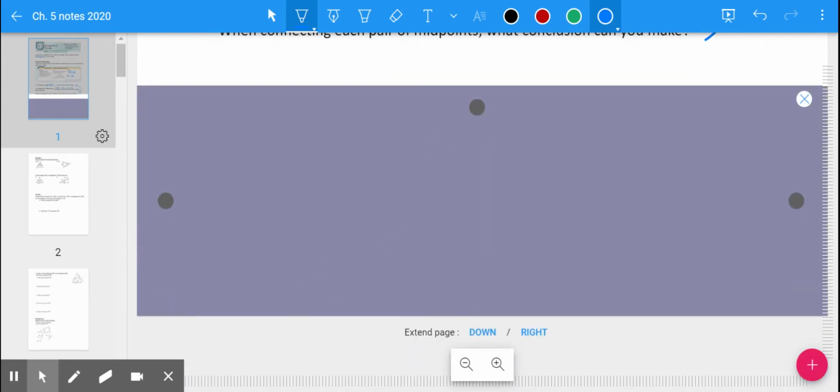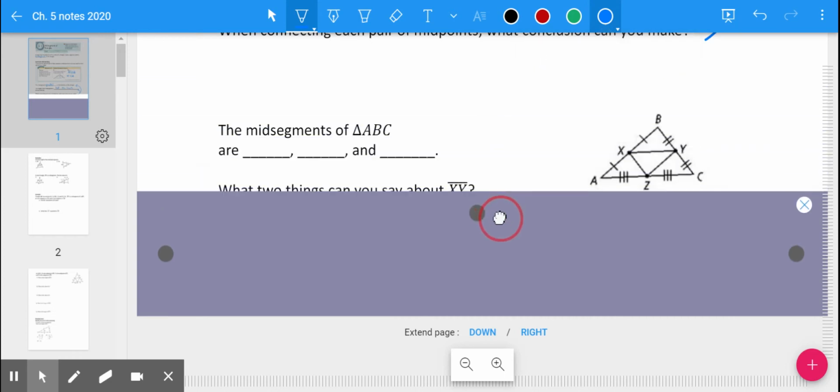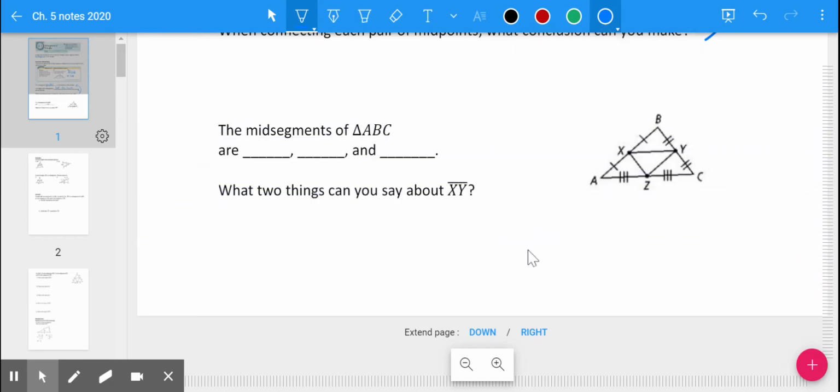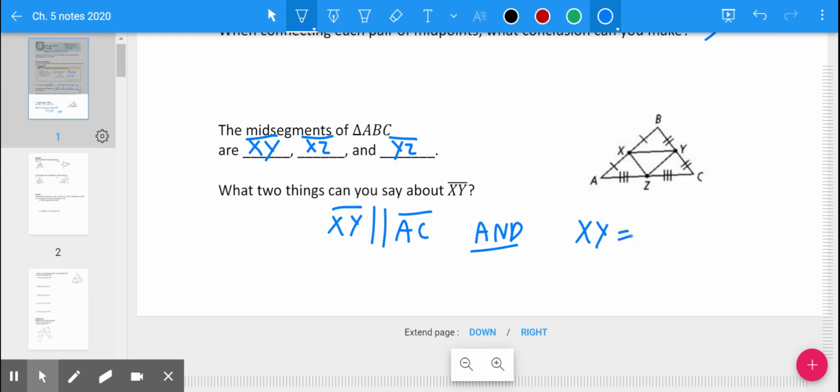All right, so there's some information about today's key term, the mid-segment, and the theorem about the mid-segment. If we look at this picture here, you can have up to 3 mid-segments in a triangle. In this case, the mid-segments of the triangle would be segment XY, XZ, and YZ. What two things do you say about XY? Well, we can say XY is parallel to AC, and based on the theorem, we know that XY is half of AC, if you look at the length.